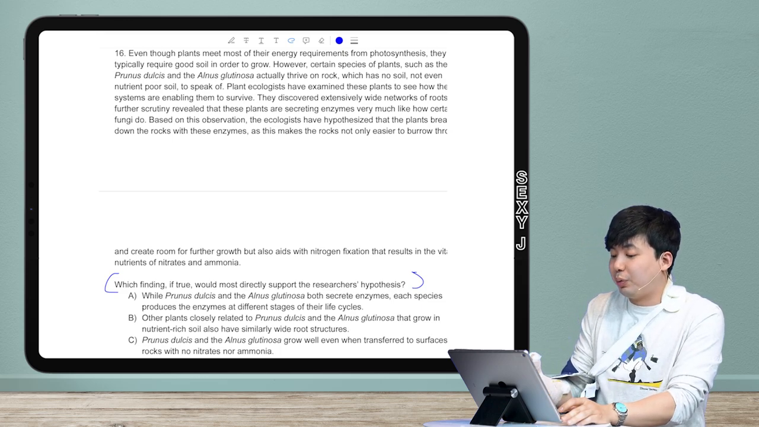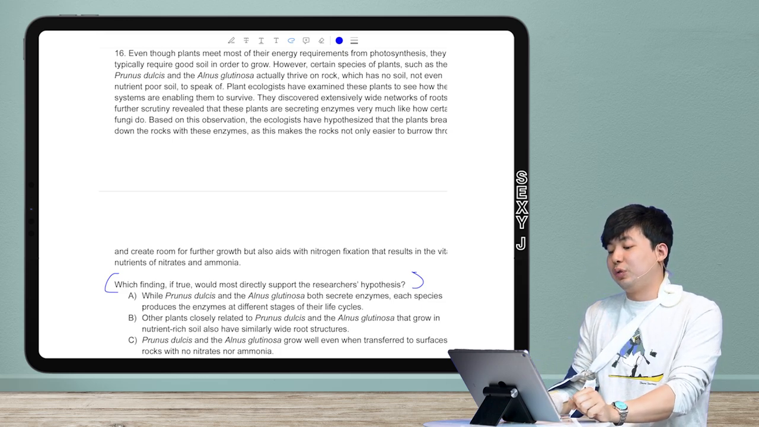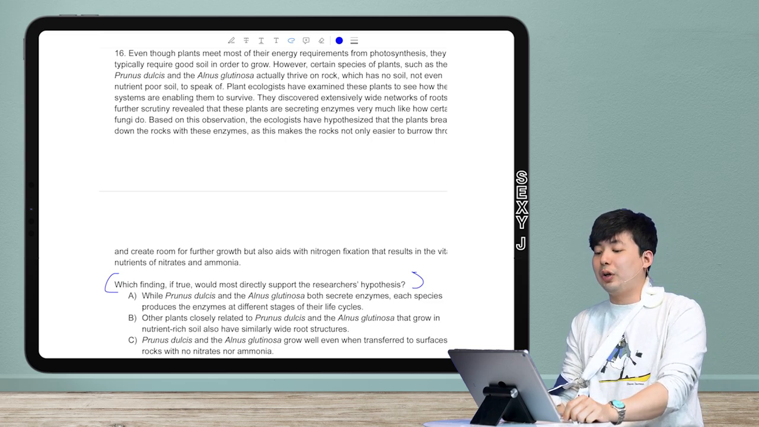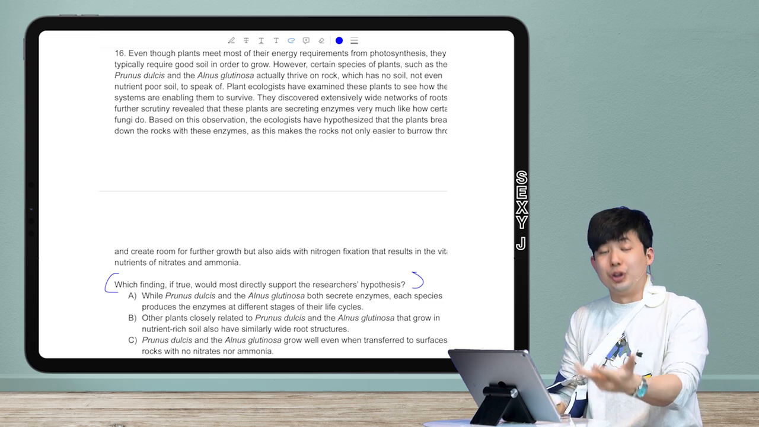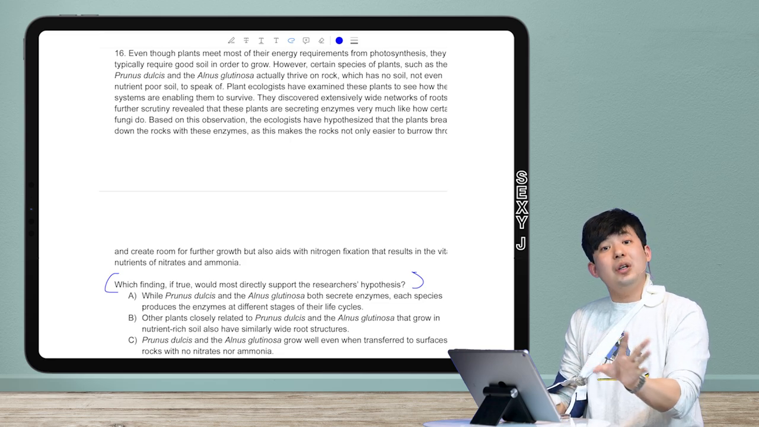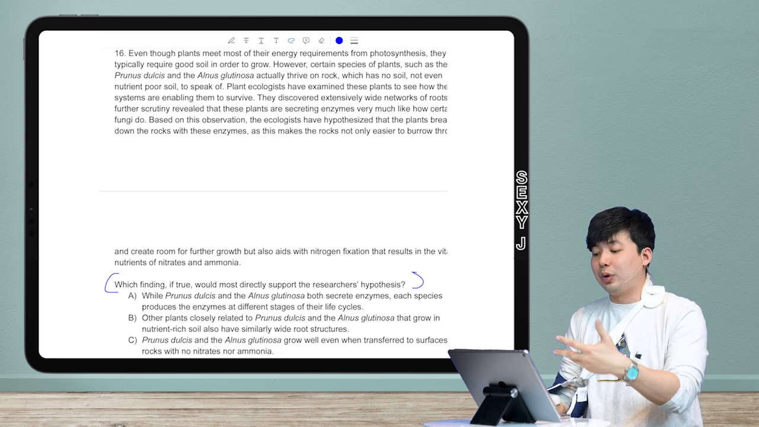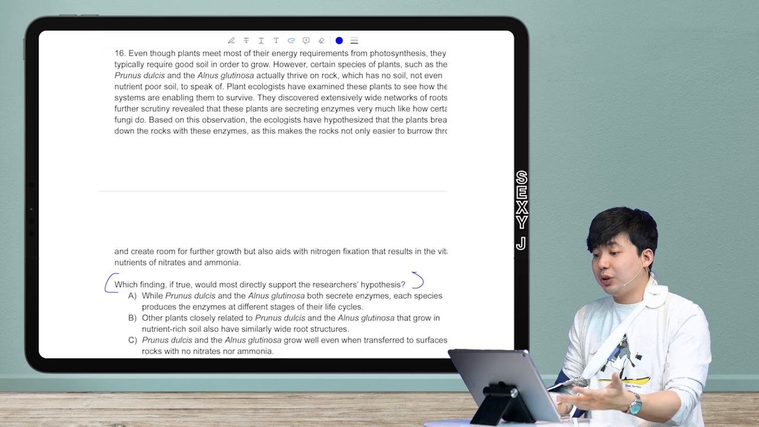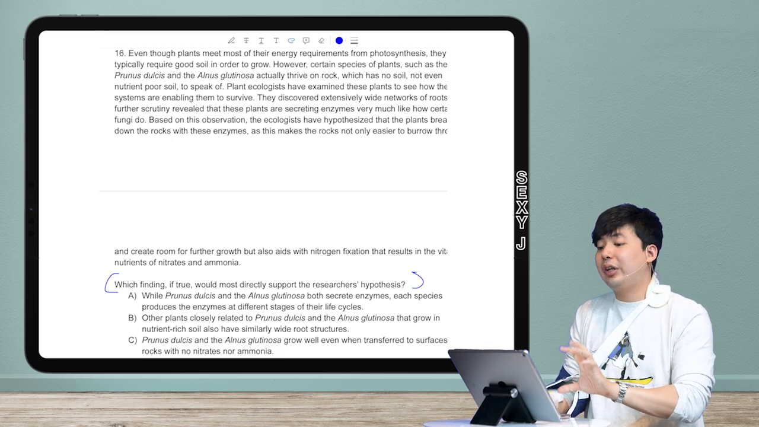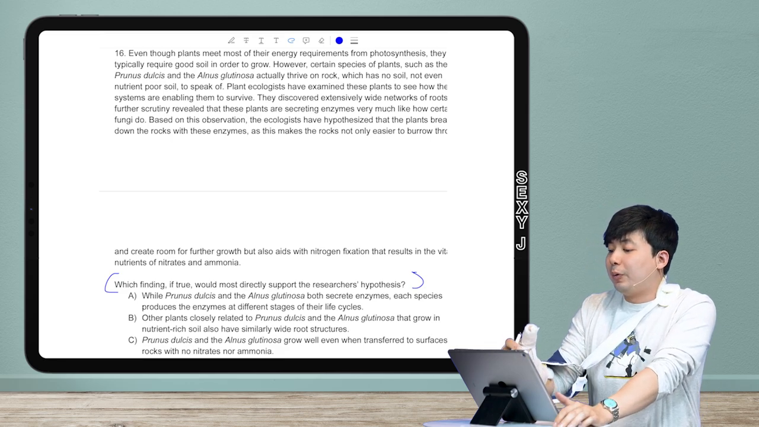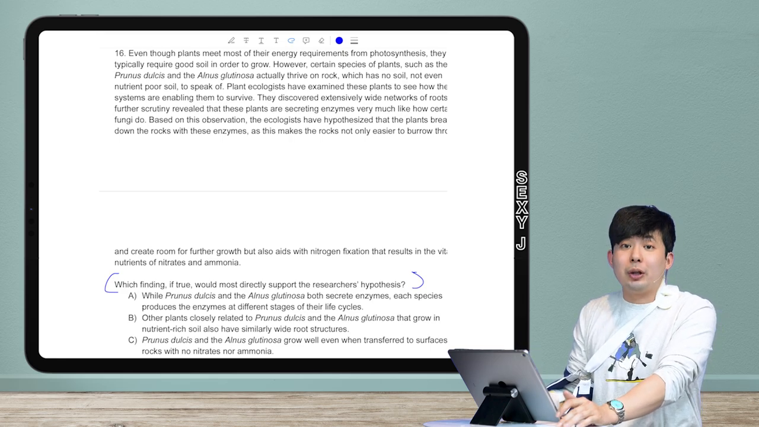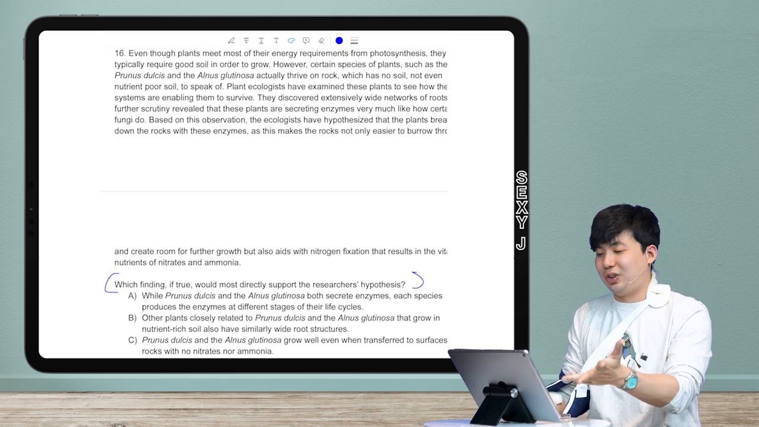Okay, so let's just jump right to the question. Which finding, if true, would most directly support the researcher's hypothesis? So what kind of question is this? Support the hypothesis, okay? My previous video was probably about supporting a hypothesis through data. How is this one different? Because it's on text. Textual evidence for a hypothesis. But if you guys want to take notes, it's just the support the hypothesis question on the digital SAT.